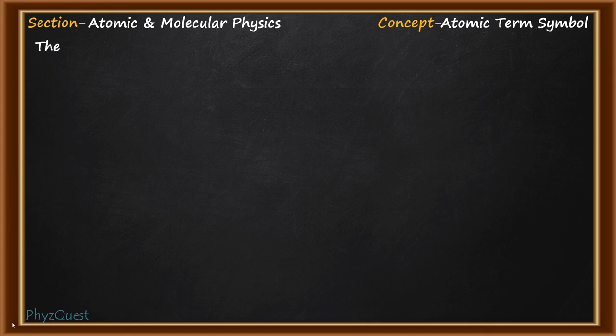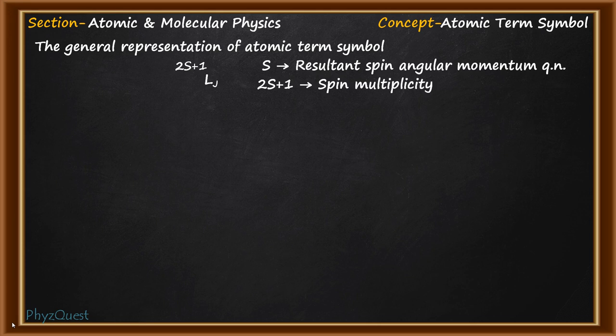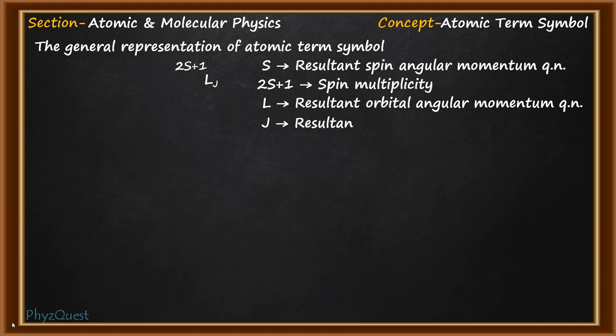The general representation of any atomic term symbol is 2S+1 L_J. Here S is the resultant spin angular momentum quantum number, 2S+1 is the spin multiplicity, L is the resultant orbital angular momentum quantum number, and in the term symbol it represents the atomic states such as S, P, D, F depending on its value. And J is the total angular momentum quantum number. This representation is as per the Russell-Saunders or LS coupling scheme.